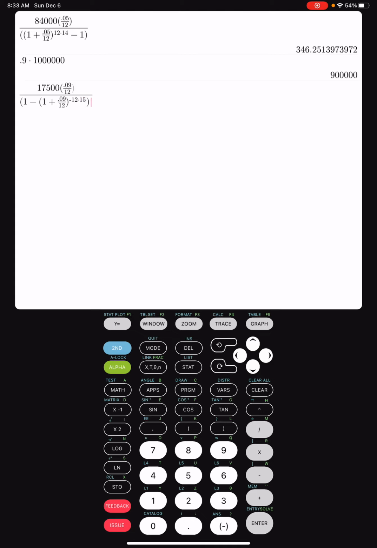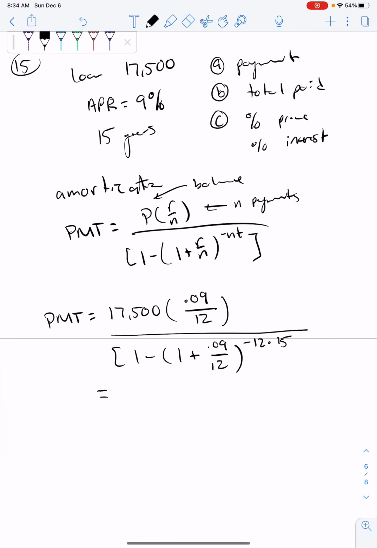So things to be careful of, make sure the exponent is the N and the T being multiplied up there. When I hit enter, I get 177.4966. Now I'm rounding to the nearest penny, so that's 177.50. And that's going to be my monthly payment.